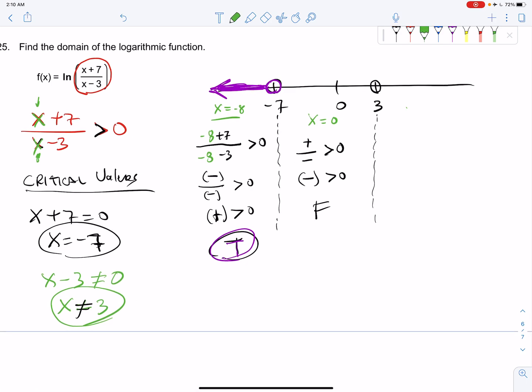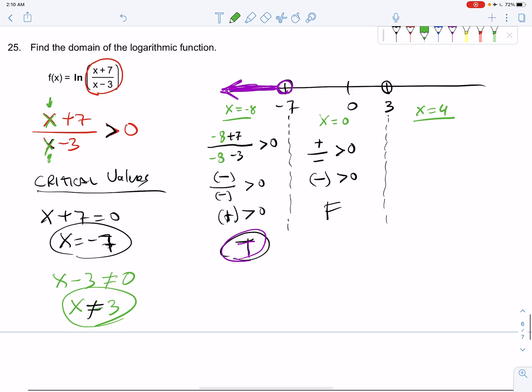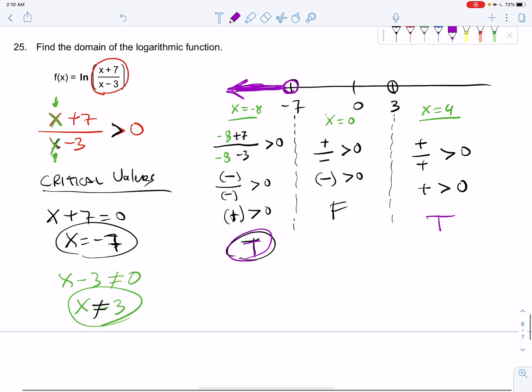Let's try something in this region, like how about 4? Same thing. I'm going to put that 4 in for x into my inequality. If I put a 4 in the numerator, I get a positive value. When I put in a 4 in the denominator, I get a positive value. And a positive divided by a positive is positive, so is positive greater than 0, and that would be true. So we pull out the purple and jump for joy. And this region is also part of my domain.